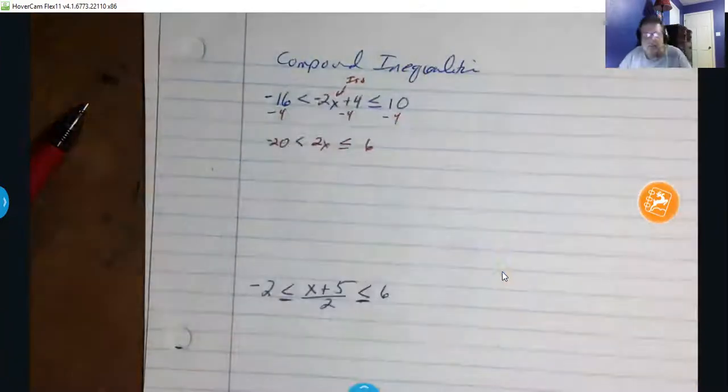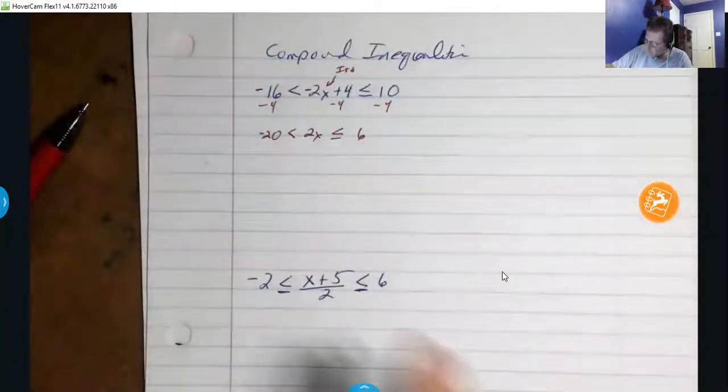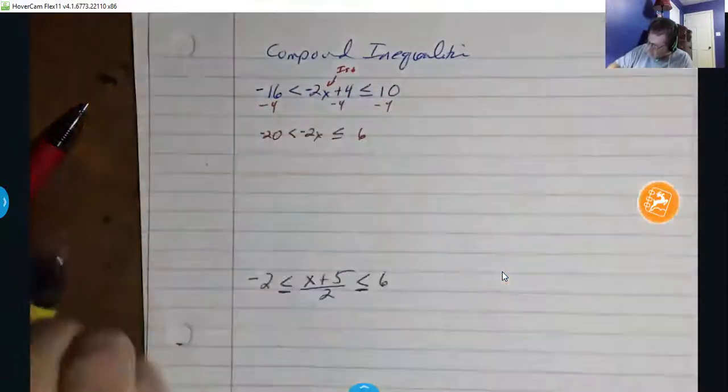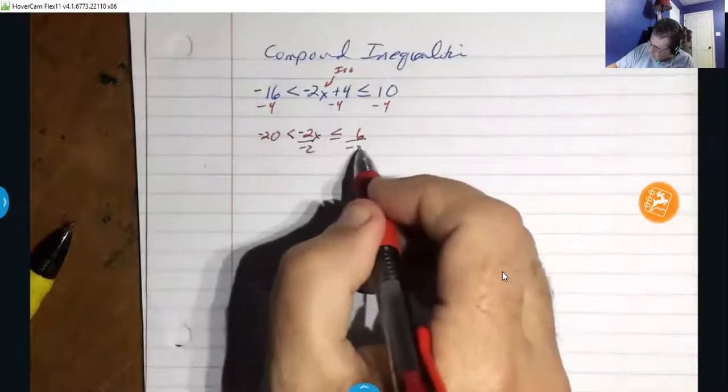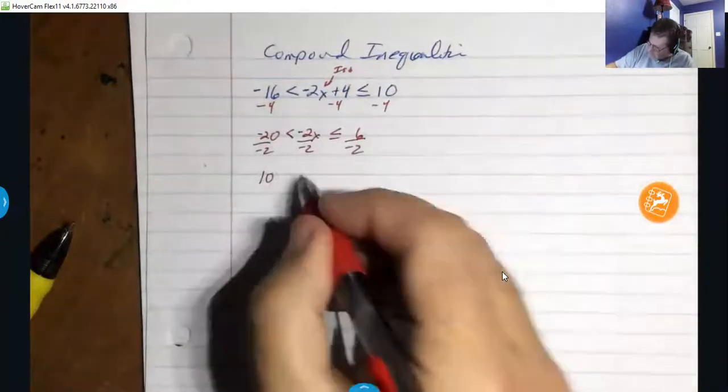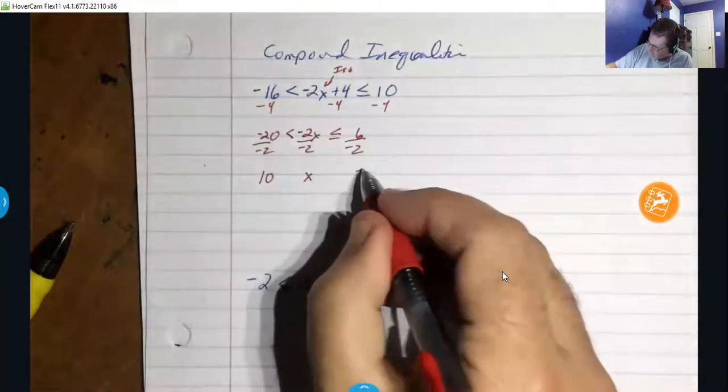Actually, let's do this. Let's actually make this a negative 2. Let's change the problem a little bit. We're going to change it up, see if you're paying attention. So we're going to actually make that a negative 2. All right, so I'm going to have to get rid of that negative 2 now. So we're going to divide both sides, all 3 sides, by negative 2, which would make this a 10, an x, and a negative 3.